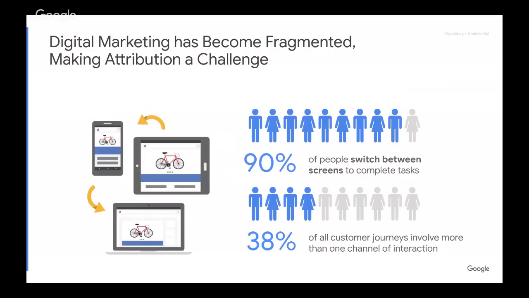As you know, in the last couple of years, digital marketing has become increasingly fragmented and complex. There's a lot of different customer journeys that involve way more than one interaction. As you can see on the screen, it's approximately 40%. And 90% of the people switch between different screens when completing tasks. That makes the user journey quite complex.